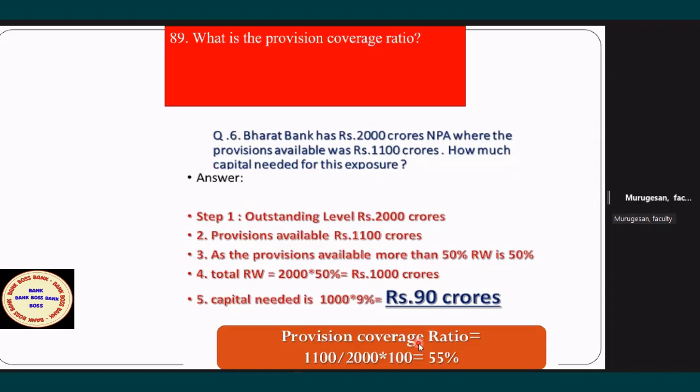But banks are needed to build up 70%. The provision coverage ratio arises only in NPA accounts, not in standard accounts. In standard accounts there is no compulsion, but in NPA accounts, how much provision you are having versus the NPA, what is the percentage? 55. But RBI wants overall NPA provision coverage to be 70 and above. For some banks it cannot happen immediately. They have to build over time. The advocated PCR is 70.